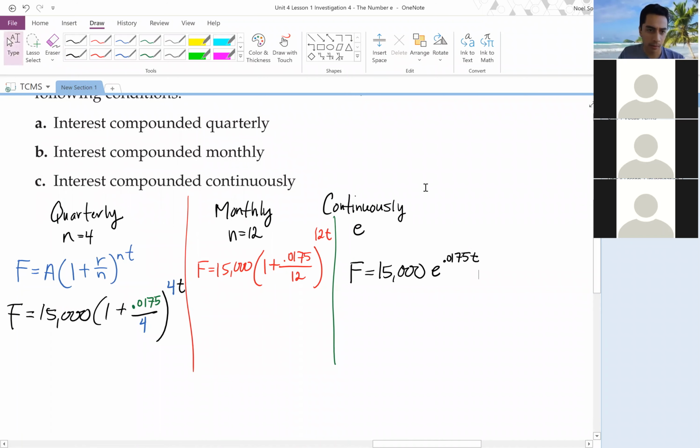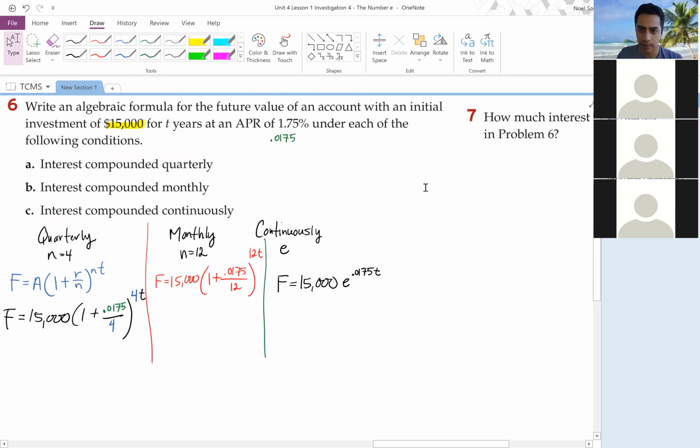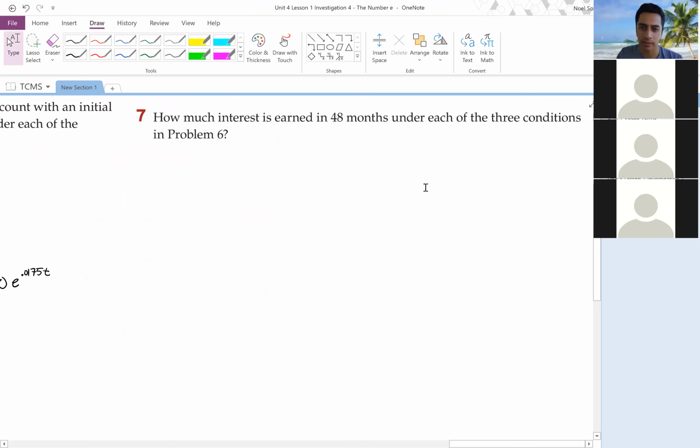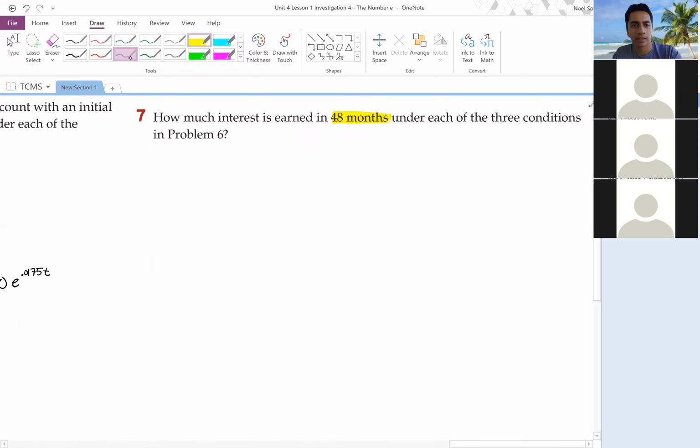So we're going to use those on problem number 7, because then they ask us how much interest is earned in 48 months under each of the 3 conditions, right? All right, so first thing is they're trying to trick you here by giving you months. Remember that everything, even when it's compounded monthly, t is still represented in years. So 48 months, divide that by 12, and we're talking about 4 years. Okay, so 4 years, that's our t value.